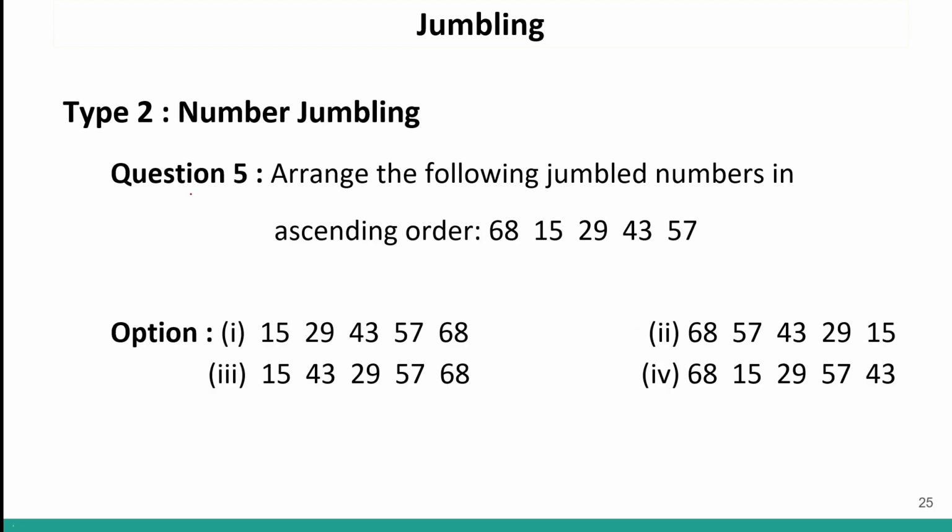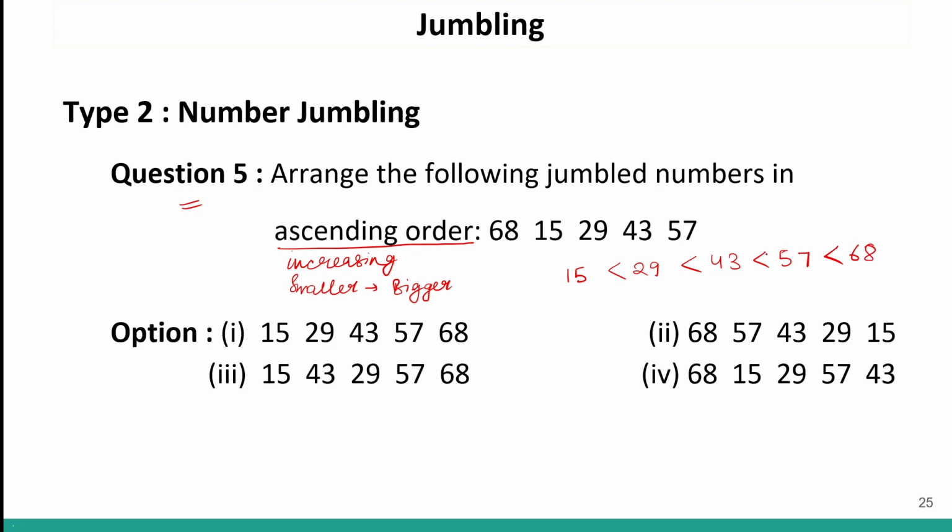Now, question number 5. We have to arrange the jumbled numbers in ascending order. Ascending means increasing order, which means smaller number to bigger number. So the smallest number over here is 15, which is smaller than 29, which is smaller than 43, which is smaller than 57, which is smaller than 68. So my correct order will be 15, then 29, then 43, then 57 and then 68. This is given in option number 1. So option number 1 will be the correct answer.